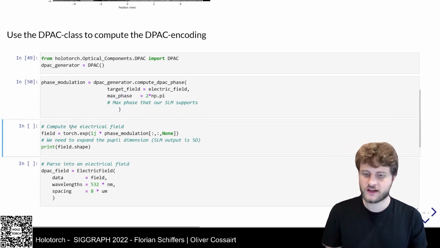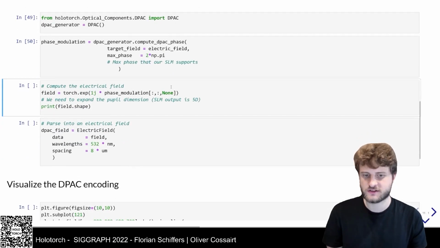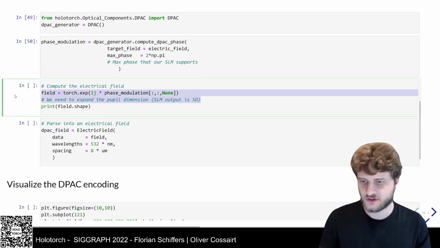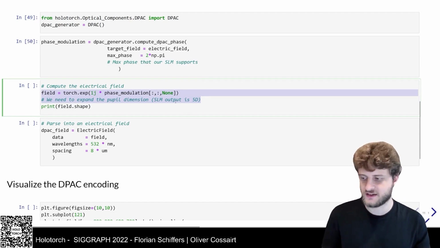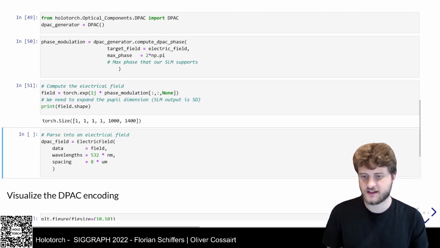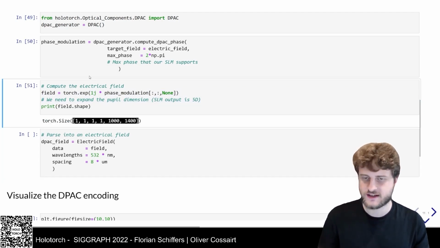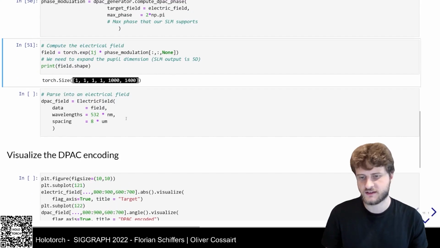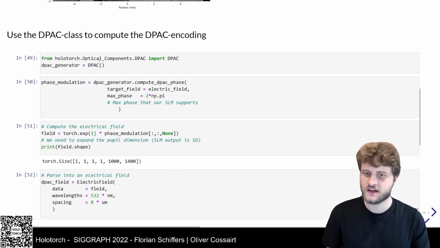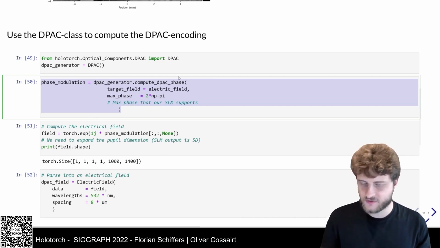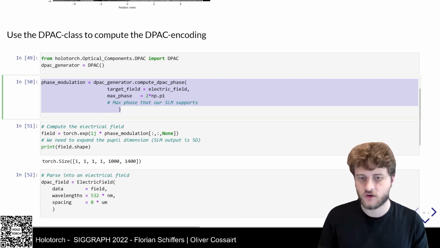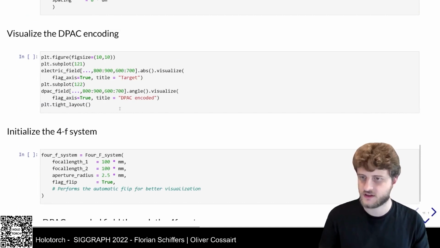We then will compute the electrical field. Again, the phase modulation is going to be a 5-dimensional output. That's because by default an SLM doesn't support the pupil dimension, because in general for us that happens after the SLM. And now we can see here the SLM has exactly the same resolution as the input field, and then we can create this electric field which is encoded with the double phase encoding method. If you want to know how double phase encoding works, feel free to go inside the code and see the implementation there.